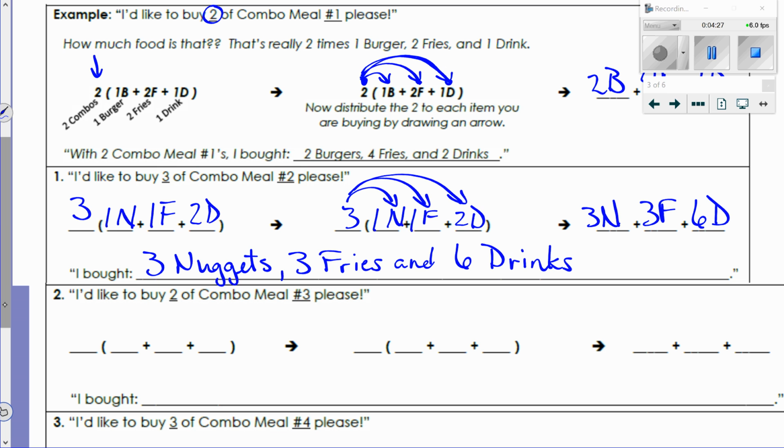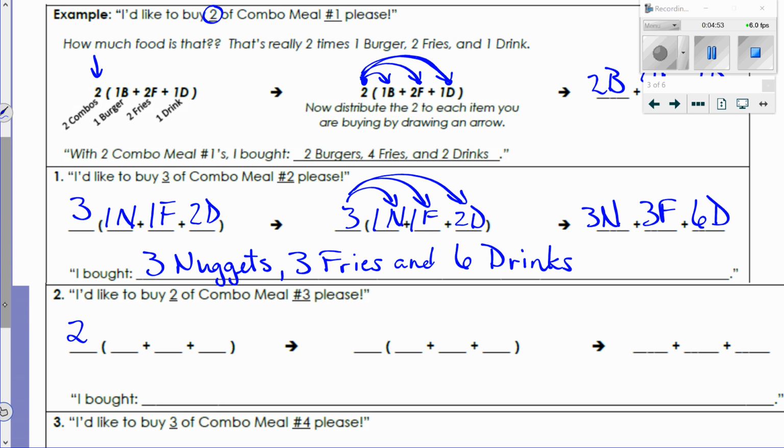Guys, this is a key point. When you start these tests next week, they're going to put extra numbers in the problems that you don't need. I don't need the 3. The 3 is just telling me which meal I'm using. It doesn't go in the math problem. So Losada was absolutely correct. The 2 goes out here because I'm buying 2 of the meals. Does that make sense?